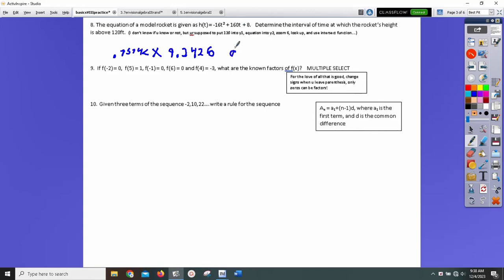Now I might give this, and I'm sorry that's so bad, this thing's doing that not writing thing again. I might give this using interval notation. So I might use parentheses. That's above, so it's parentheses. 0.7574, comma, 9.2426.